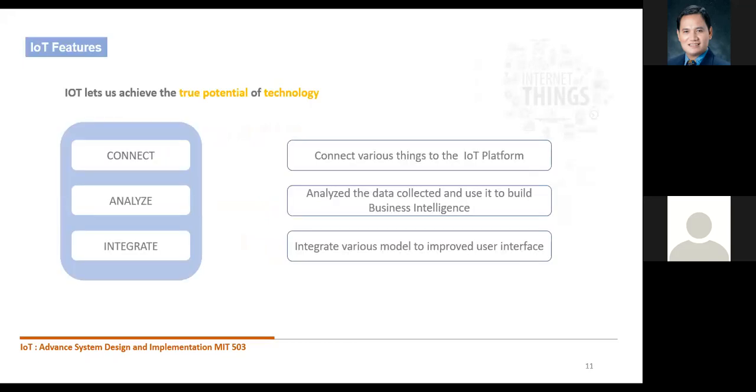IoT pictures. It is composed of three. Connect, which can connect various things to the IoT platform. Analyze, analyze the data collected and use it to build business intelligence. And integrate, integrate various models to improve the user interface.